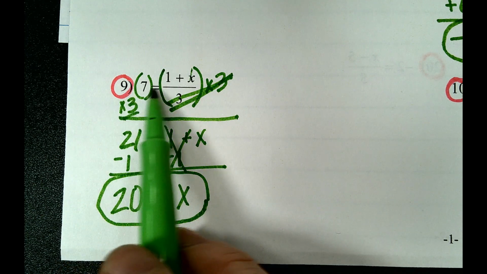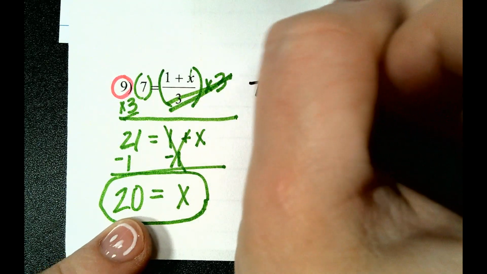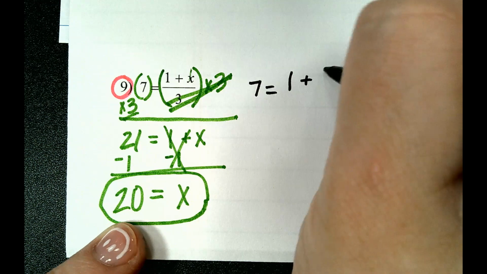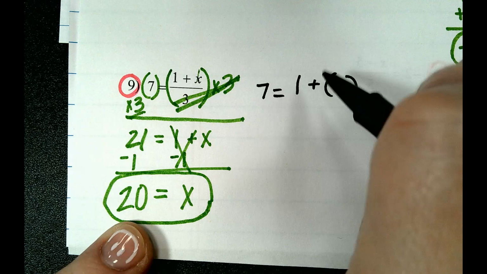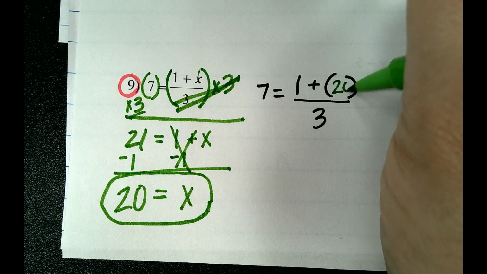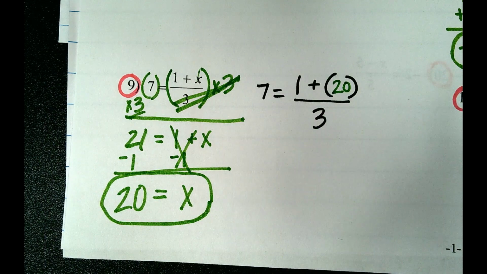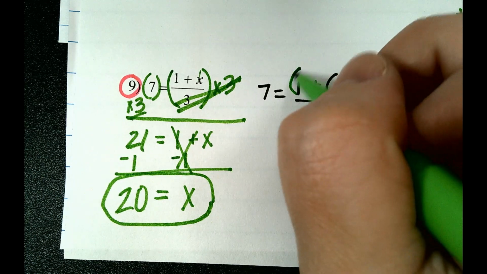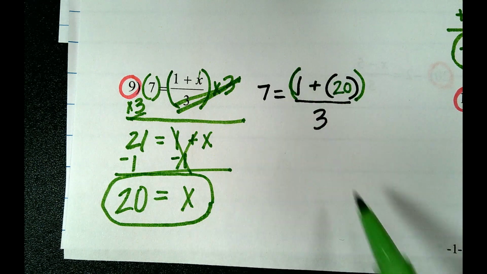So I'm going to look back at my original problem. My original problem was 7 equals 1 plus, now I'm going to leave a space for x, 1 plus x divided by 3. We just found out that x is 20, right? So I'm going to plug that in instead of x. Now, whenever we have a fraction, it's like having this part in parentheses. You have to do that first. So let's go through and see if it works.